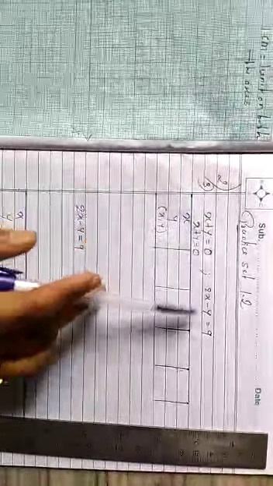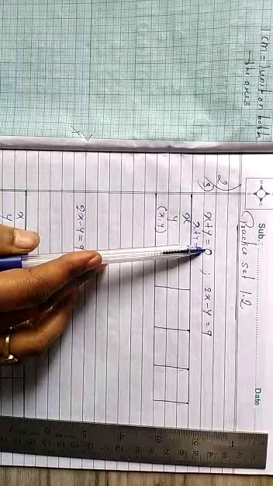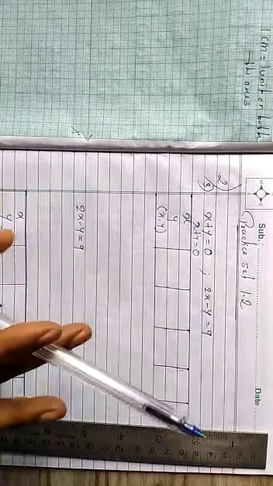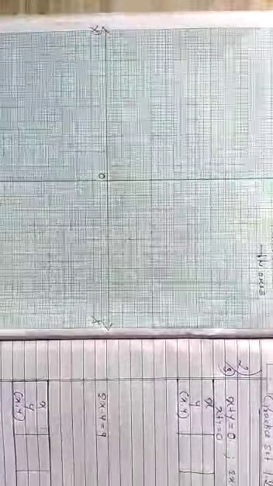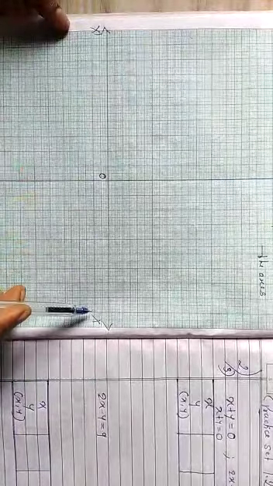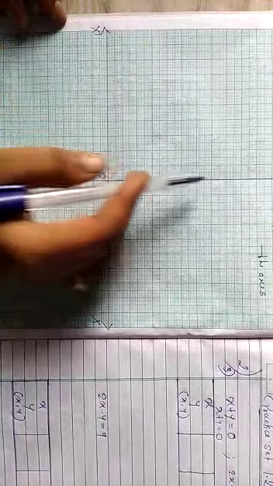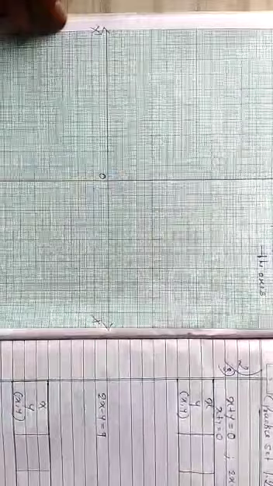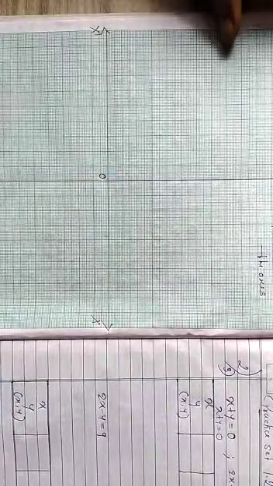Let us start with the third sum. Two equations are given: x + y = 0 and 2x - y = 9. For the graph, I plotted the x and y axes. This side we know is always positive, this side is negative, positive, negative. So negative terms we denote with a dash.